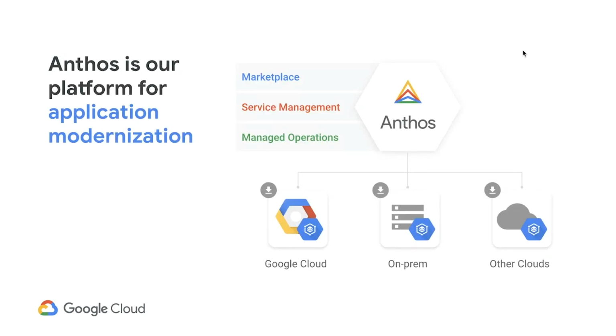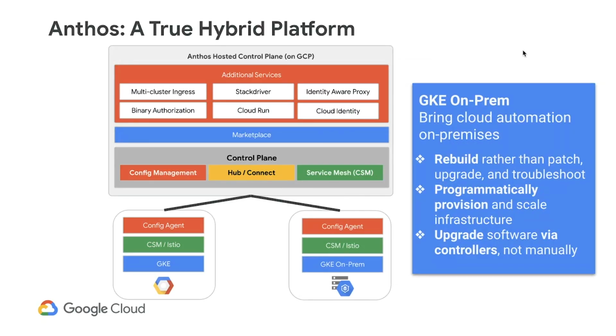Anthos is Google's platform for application modernization, which essentially means that you can run your applications whether on cloud or whether on-premise without any issues. So let's look at what are the key components of Anthos.